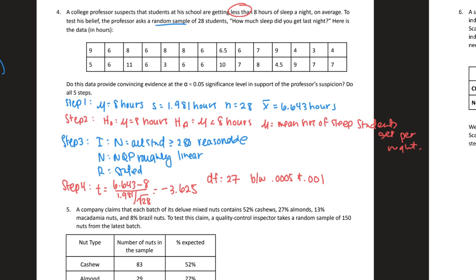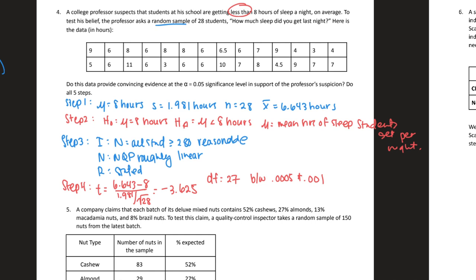So then my conclusion in context, I'm not going to write it because I'm too lazy to write it, is going to be, since our p-value is between 0.0005 and 0.001, this is less than alpha, we reject our null hypothesis. We have convincing evidence that the mean hours of sleep students at the college get per night is less than 8 hours.